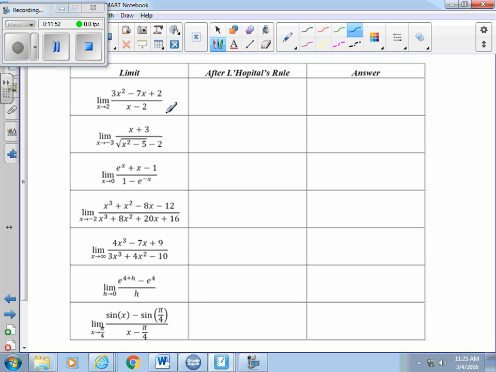Alright. Step 1. What do we do? Plug it in. Why do I need to plug in first? See if it works. See if it's 0 over 0. If not, I am done, right? The end, I stop. If I plug it in, I get 2 squared, which is 4. 4 times 3 is 12. 12 minus 14 is negative 2. Negative 2 plus 2 is, in fact, 0 over 0.